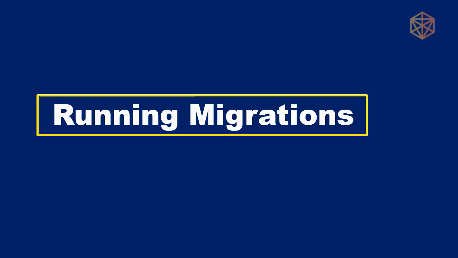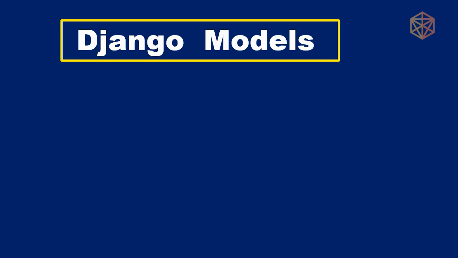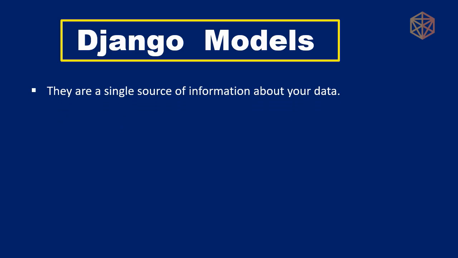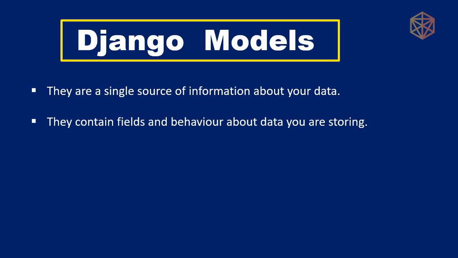In this video, we are going to be running the migrations for the default applications that Django pre-installed for us. Before we run the migrations, I just want to quickly describe what models are in Django. So in Django, a model basically represents a single source of information about your data. It contains things like fields and behaviors of the data you are hoping to store.